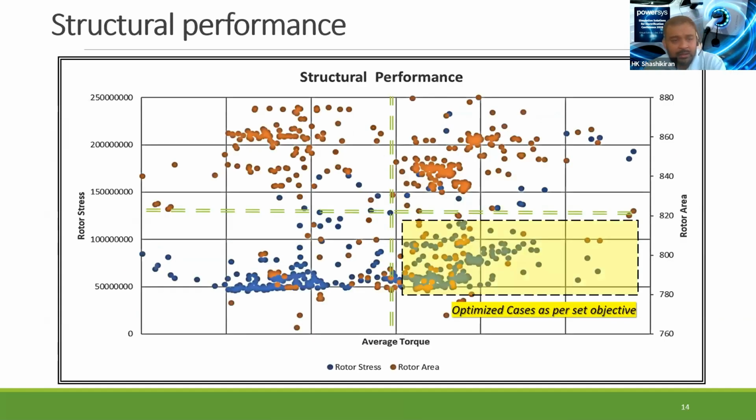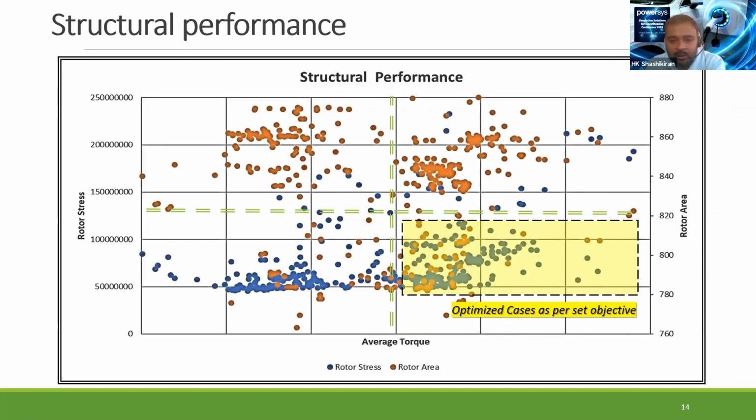If you look at the next structural performance, I have mapped rotor stress and the rotor area based on the average torque. You can see that there is a lot of scope where I can easily get the highest torque and also reduce my rotor area, and I can also reduce rotor stress. There are also a lot of other options above that bounded region where I have a lot of scope of getting a higher torque, but the stress is going to be very high. So I don't want to hit that region at all.